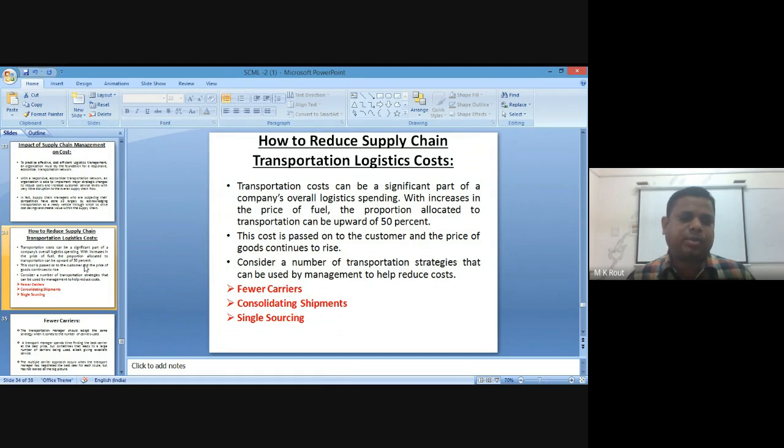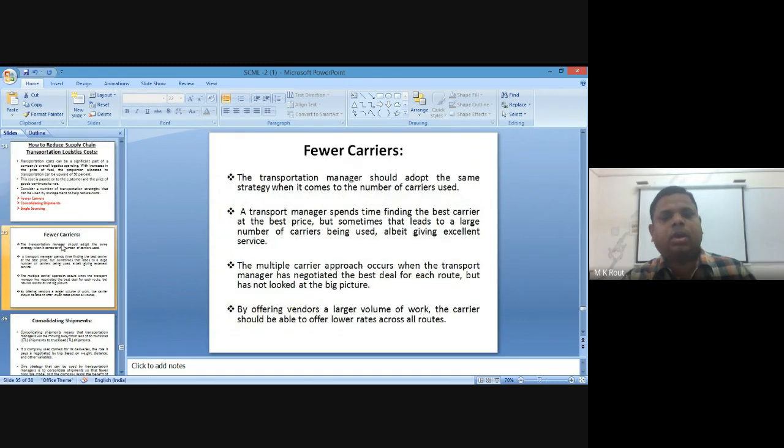That is why, in most cases, to reduce supply chain, transportation and logistics costs, these are the options: starting from fewer carriers, then consolidating shipment, and the last one, single sourcing. So we will discuss one by one. In case of fewer carriers, the transport manager should adopt the same strategy when it comes to the number of carriers used. This is the first point. The second point is that the transport manager spends time finding the best carrier at the best price, but at the same time, sometimes that leads to a large number of carriers being used.